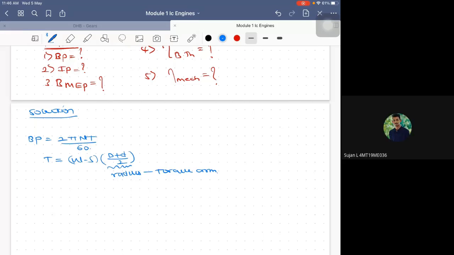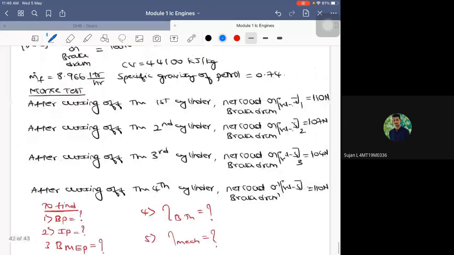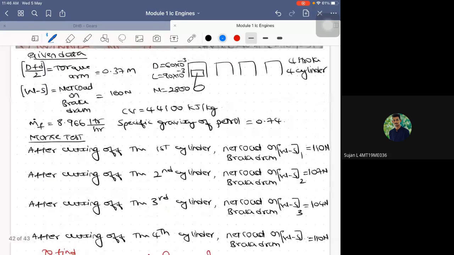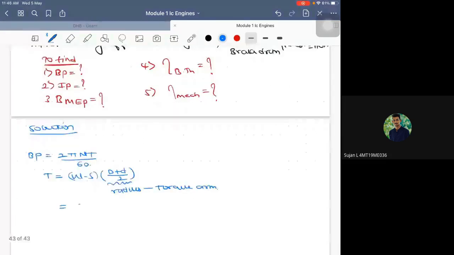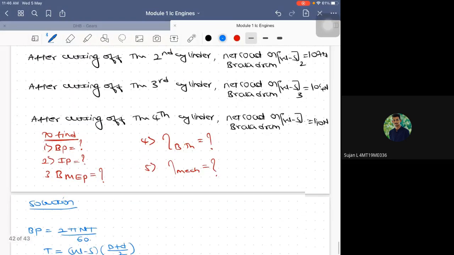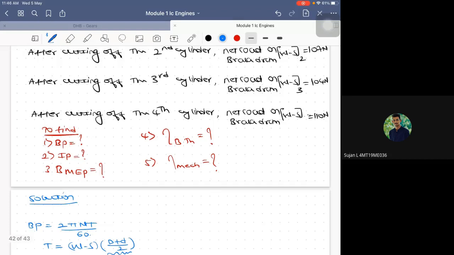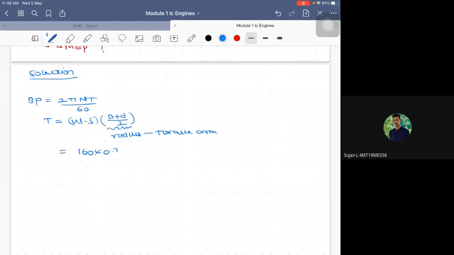Yes, sir. Okay. First, find out the brake power. So we need torque. Torque is W minus S. That is given as how much? W minus S is given as 160 newtons, correct? So just write 160 cross torque arm. Torque arm will remain the same for everything. So 0.37 is the torque arm.